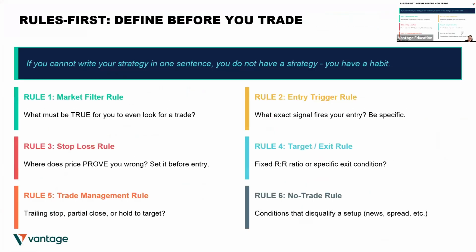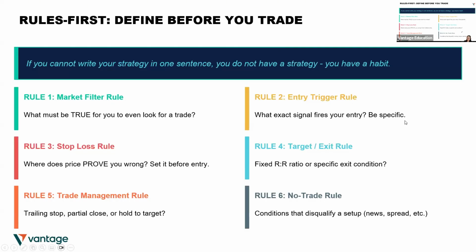Okay. Rules first, define before you trade. So if you cannot write your strategy in one sentence, then you don't have a strategy, you have a habit. Okay, you don't have a strategy, but you have a habit. Rule one, market filter rule. So what must be true for you to even look for a trade? Ask yourself first.